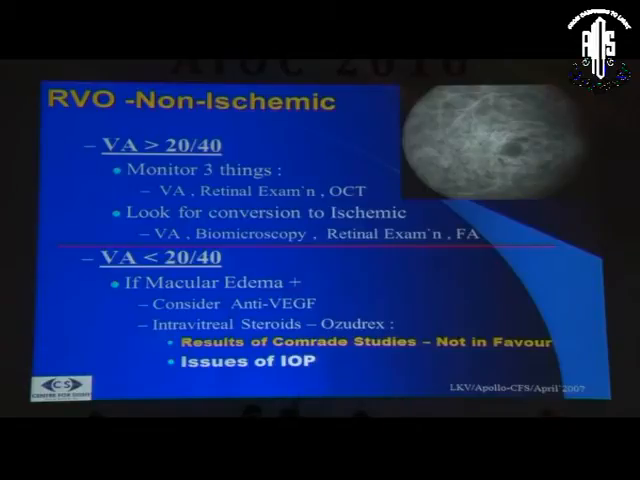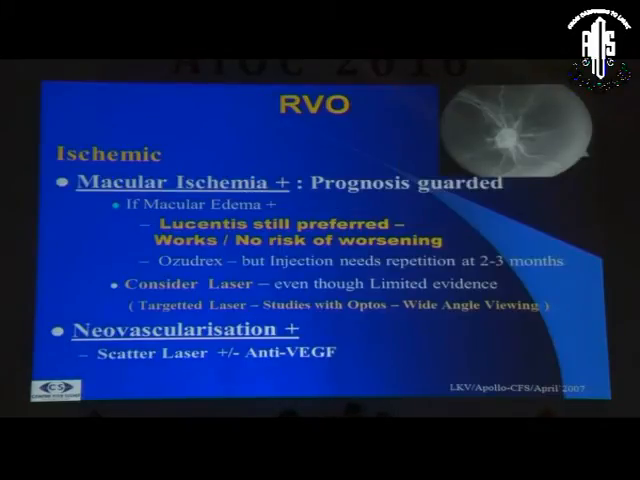Steroids have taken a backseat primarily because, although they are efficacious, of these COMRADE studies, plus they have the potential problems of cataract and IOP also. Macular ischemia, previously it was believed that prognosis is guarded, but believe me, these studies have categorically said that there is no risk of worsening, and Lucentis or Avastin may still be the preferred drug.